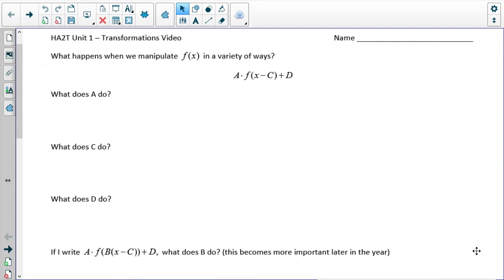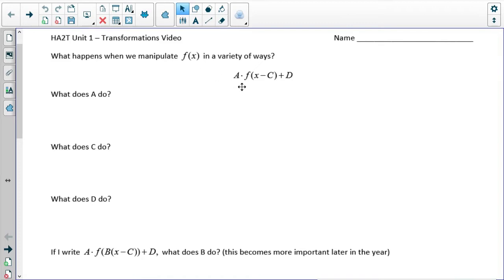In the last video for Unit 1, we're going to discuss transformations. So the main question that we're going to ask throughout this video is what happens when we manipulate f of x in a variety of different ways. We're going to do it in 3 different ways on this video, and then I'll briefly touch on a 4th way that we'll talk about later in the year.